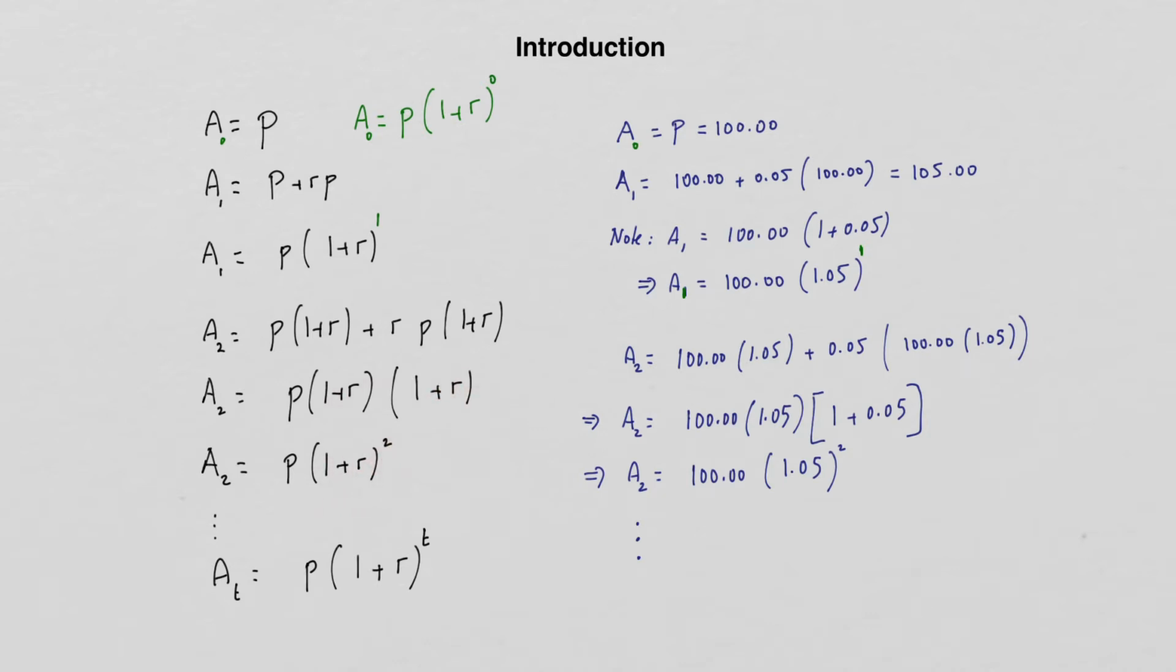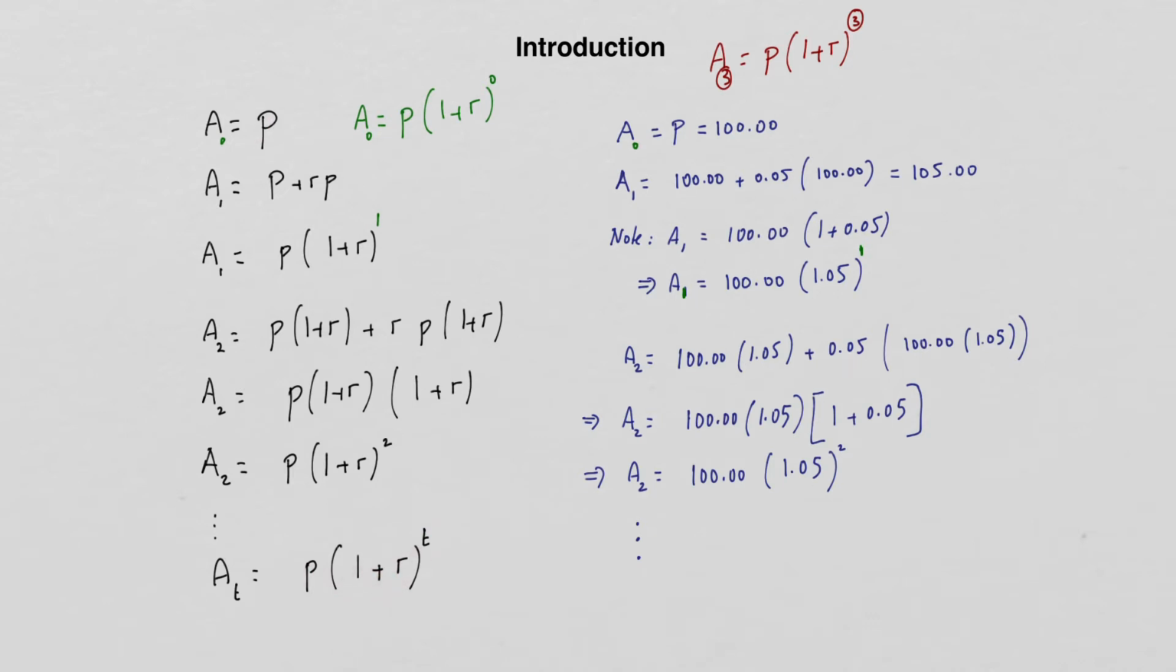So you could imagine what's going to happen at the end of the third year. I should get my original amount, called principal, times 1 plus r to the power of 3, right? And therefore, at time equals t, I don't care what t is, 10 years, 20 years, a million years, 5 years, I should get the original principal times 1 plus r to the power of t.